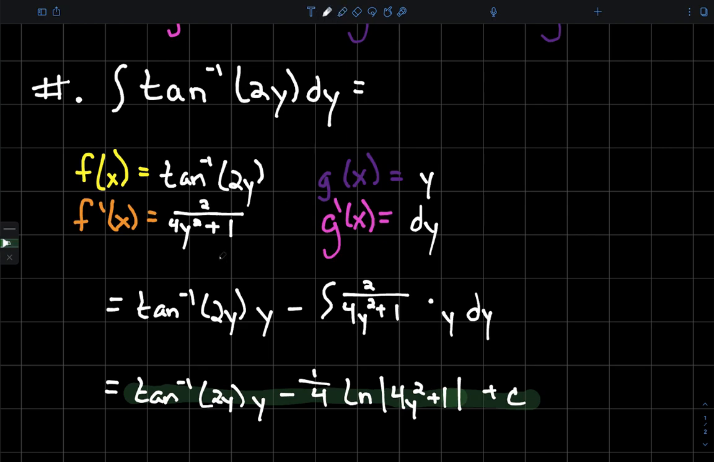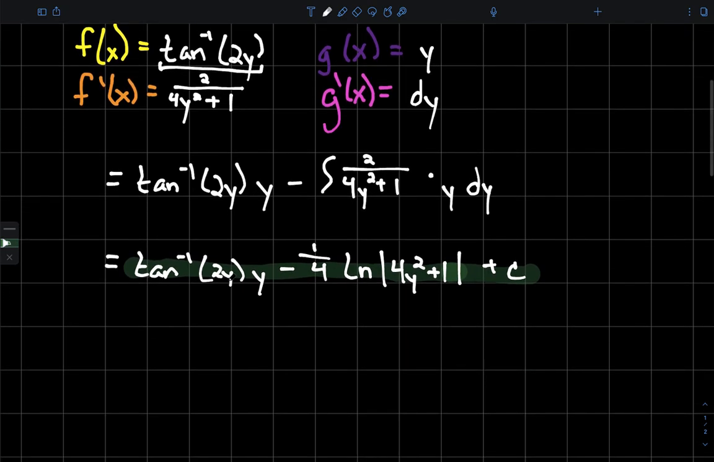So let's take a deeper look into the derivative of arctan here. You'll want to recall that the derivative of arctan x, you can usually find this in the front or back of your book, is 1 over 1 plus x squared. So in this case we want 2y, so we want to plug in our 2y for our x.